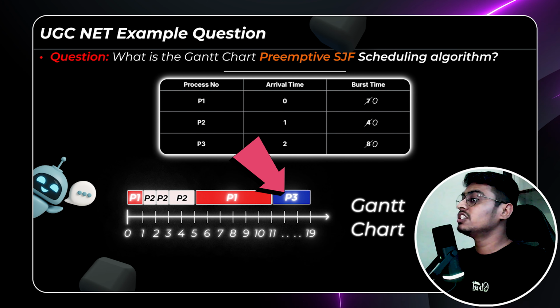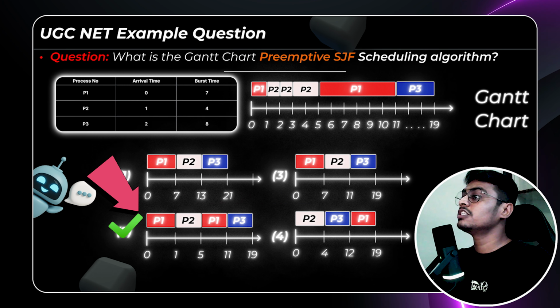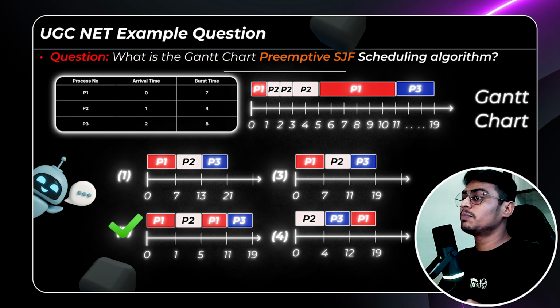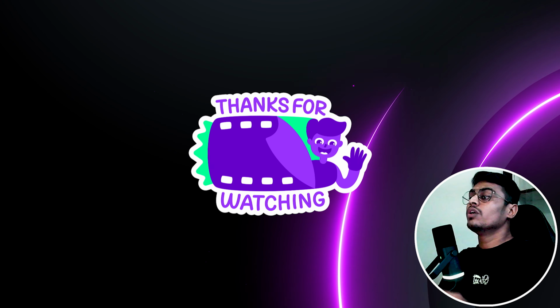So our final Gantt chart shows P1 from 0 to 1, then P2 from 1 to 5, then P1 from 5 to 11, then P3 from 11 to 19. This matches option B in the given choices. So this is all about the concept of shortest job first with preemption and non-preemption, and SRTF. So that's all for this video.